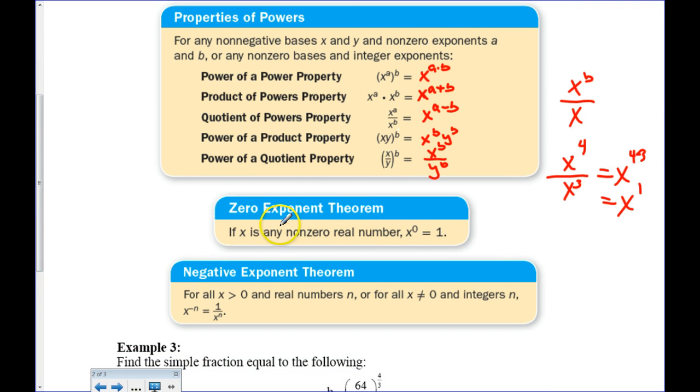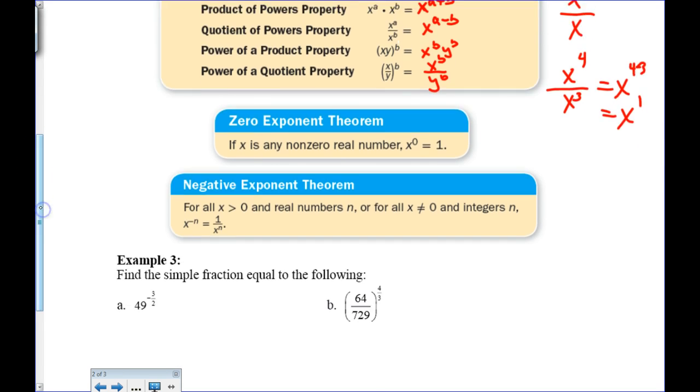The zero exponent theorem: if x is any non-zero real number, x to the 0 is 1. So anything to the 0 power is 1. Mrs. Seaver to the 0 power is number 1. Yeah, we'll talk about that in just a second.